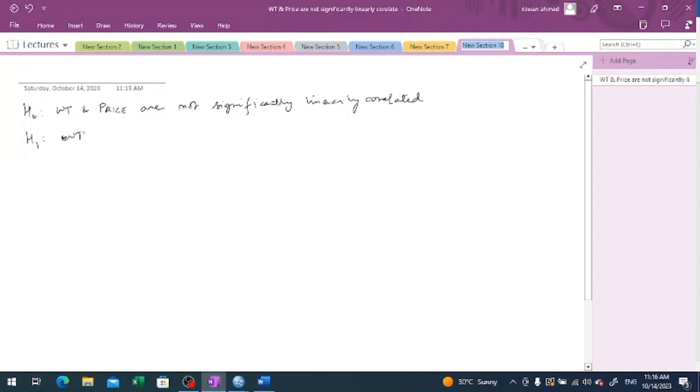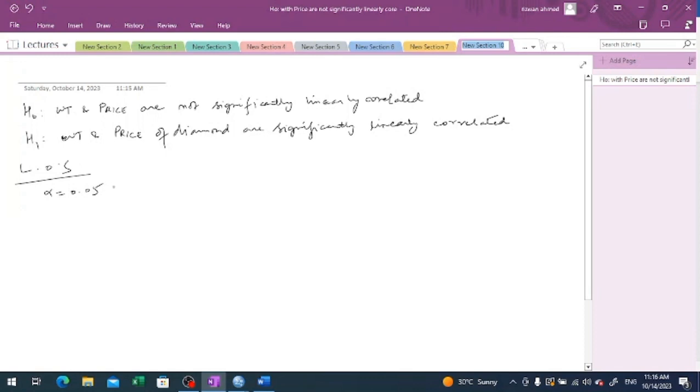Weight and price of diamonds, obviously, that I missed out in H naught, are significantly linearly correlated. Now, in the next step, we'll state or mention the level of significance at which we are performing this hypothesis test.